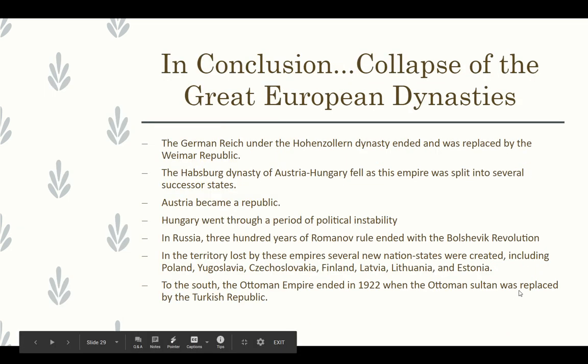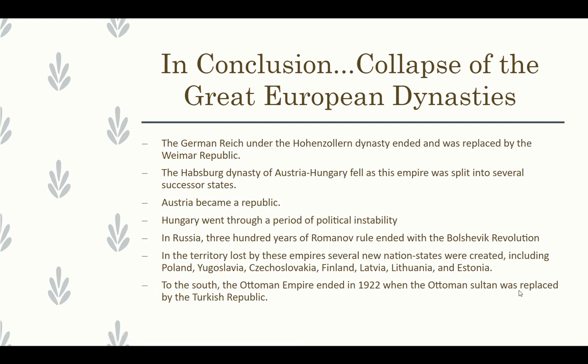With the Allied victory in the First World War, 4 great European empires came to an end. The German Reich, under the Hohenzollern dynasty, ended and was replaced by the Weimar Republic. This government was generally weak and ineffective because of a lack of public confidence and political infighting among the multitude of political parties. The Habsburg dynasty of Austria-Hungary fell as this empire was split into several successor states.